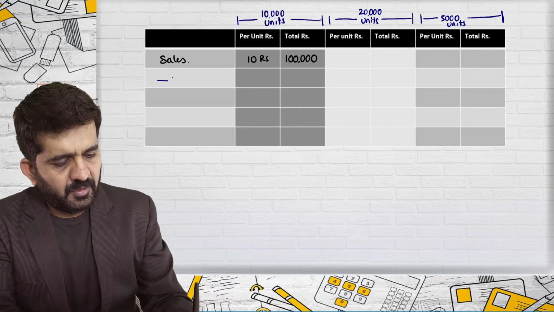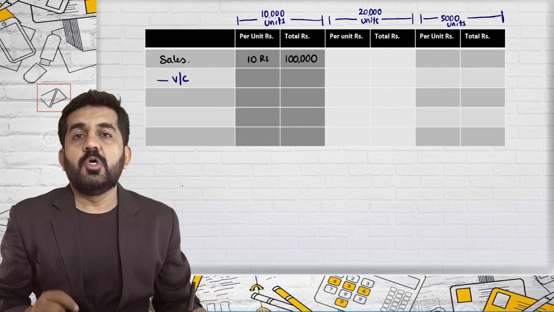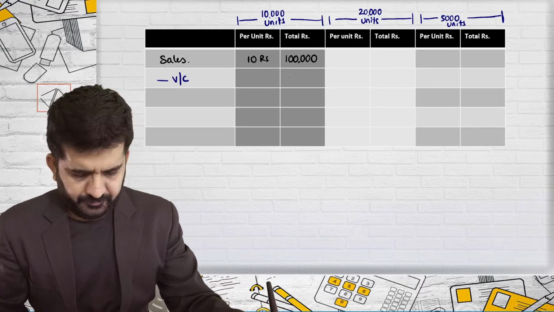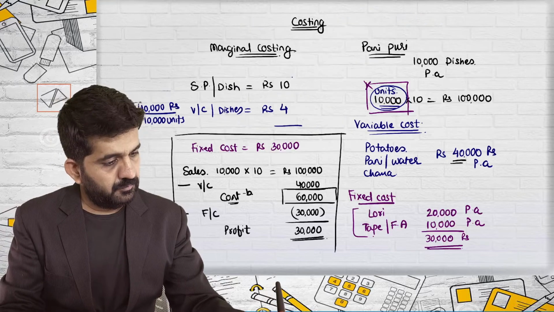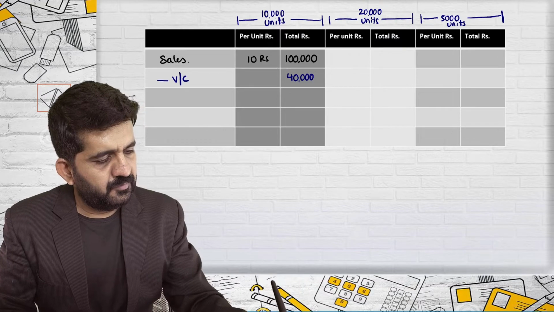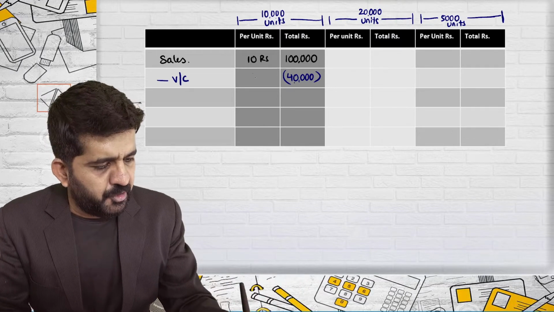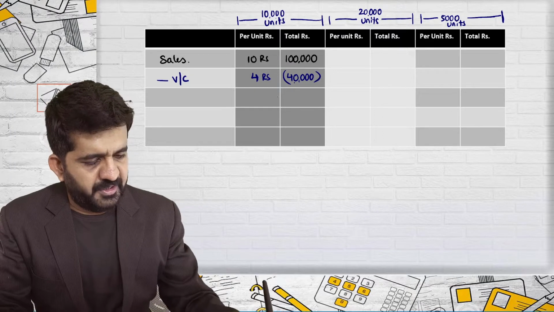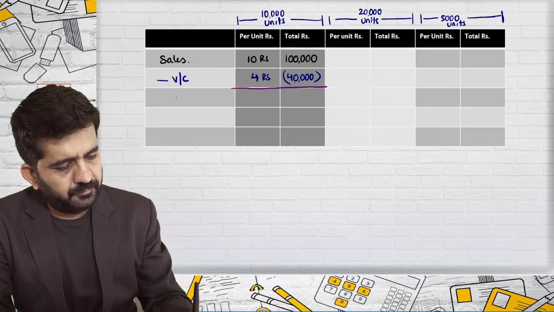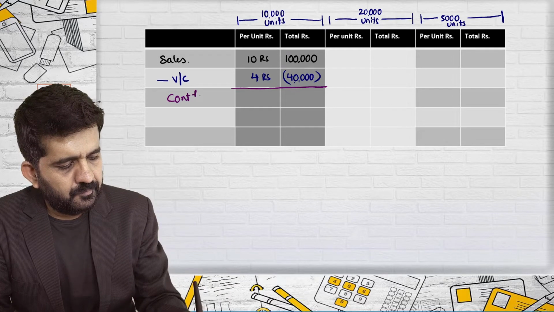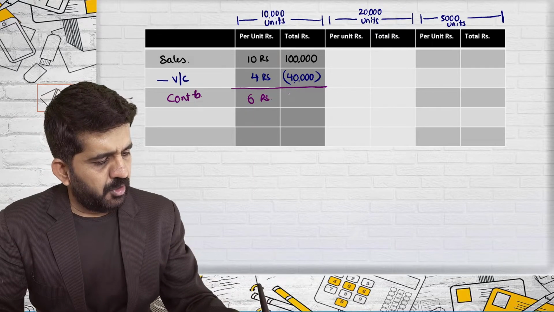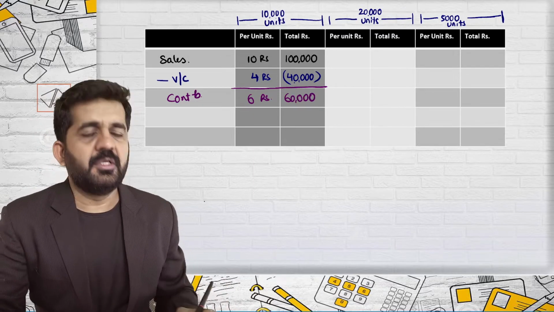Minus variable cost. What is the total variable cost at 10,000 units? It is 40,000. What is variable cost per unit? 4 rupees. Remaining will be my contribution. What is contribution per unit? 6 rupees. And total contribution is 60,000.